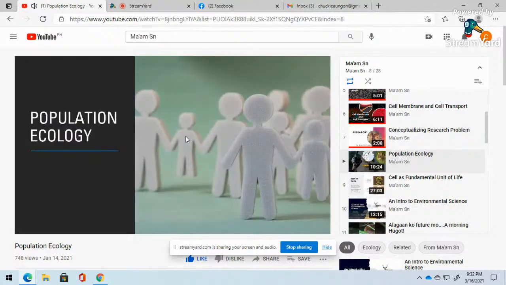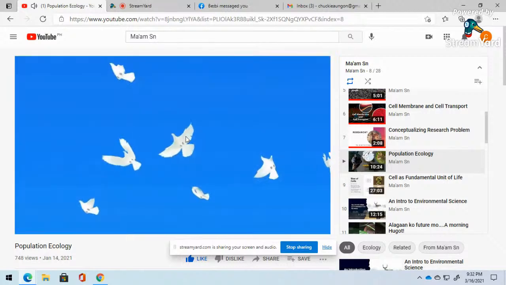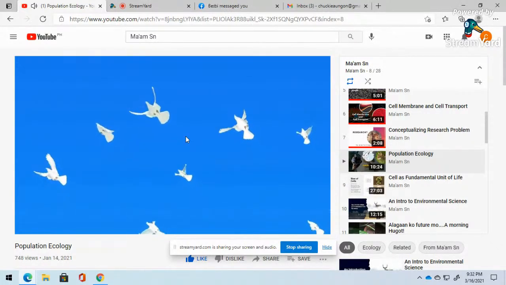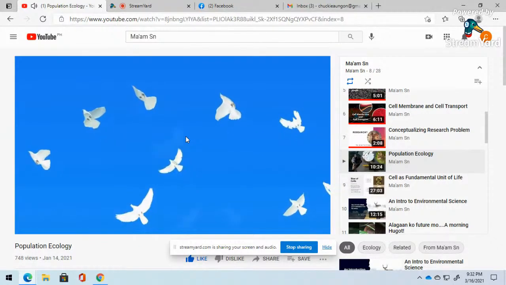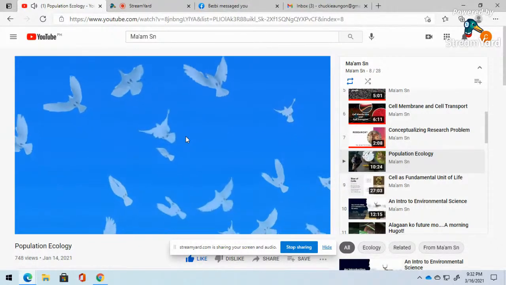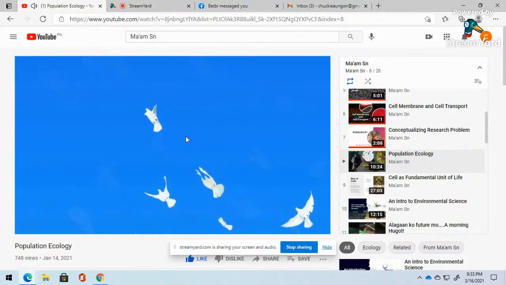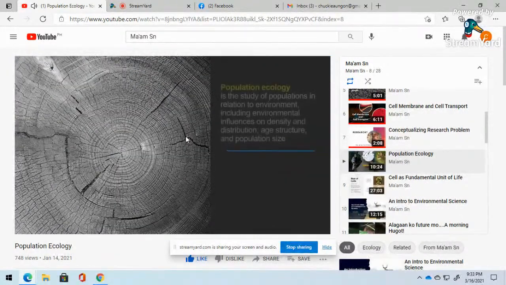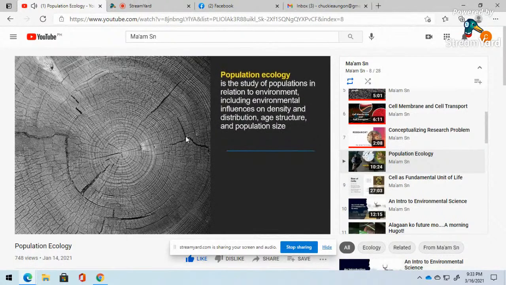Why is population ecology important? Population ecology provides modeling tools that can be used for predicting community structure and dynamics. Population ecology is the study of these and other questions about what factors affect a population and how and why a population changes over time. Population ecology is the study of populations in relation to environment, including environmental influences on density and distribution, age structure, and population size.